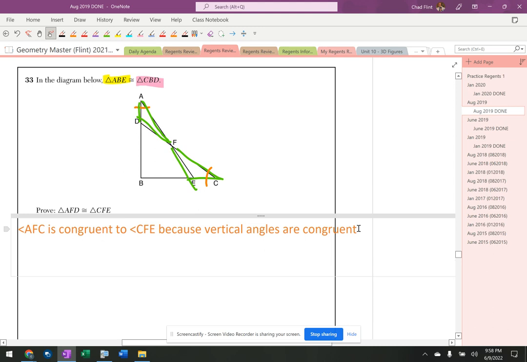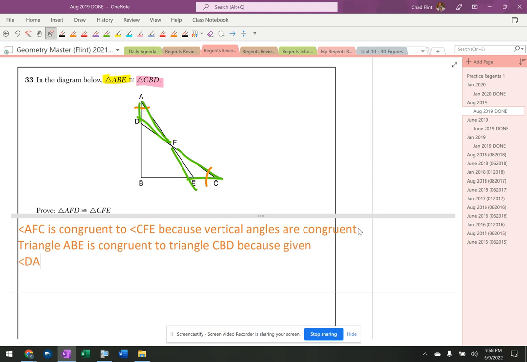So I got to say triangle ABE is congruent to, you can use all the symbols I'm typing though, triangle CBD because given. Angle DAF is congruent to angle FCE because CPCTC, corresponding parts of congruent triangles are congruent. So I have two angles. I just need any side here.